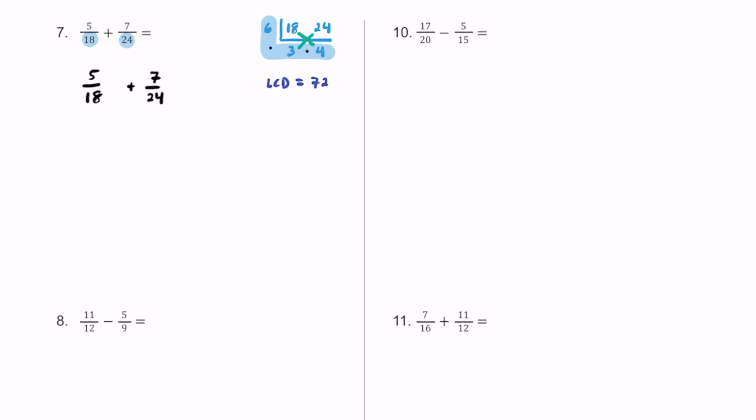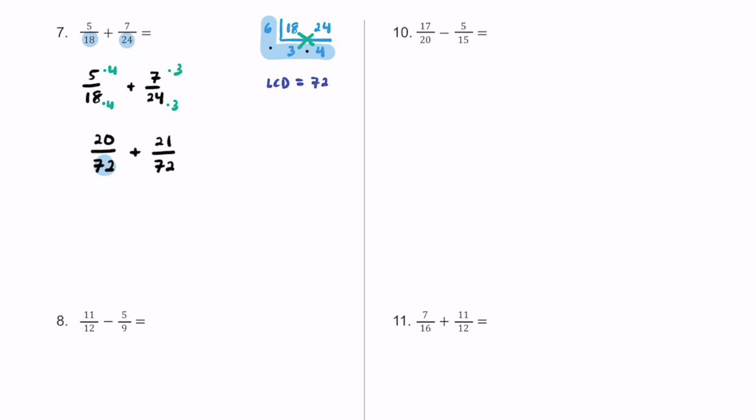All right, so how many 18s become 72? It looks like 4 of them, so we're going to have to multiply times 4 times 4. And then how many of these 24s become 72? So it looks like there's 3 of them. So we're going to do times 3 times 3. All right, so for the first fraction, 5 times 4 is going to be 20. It's going to be 20 over 72. And then plus the second one is 7 times 3, so that's going to be 21. So we have 21 over 72.